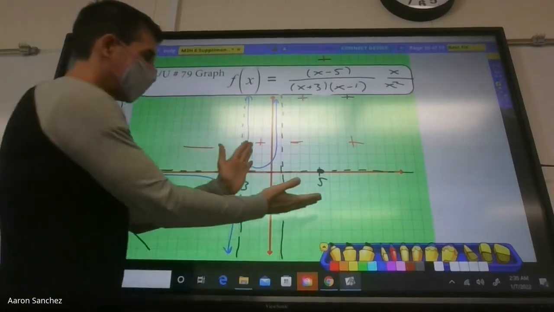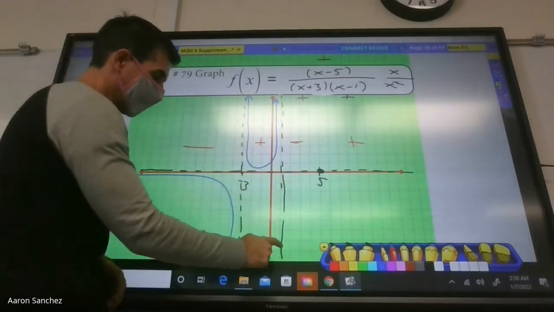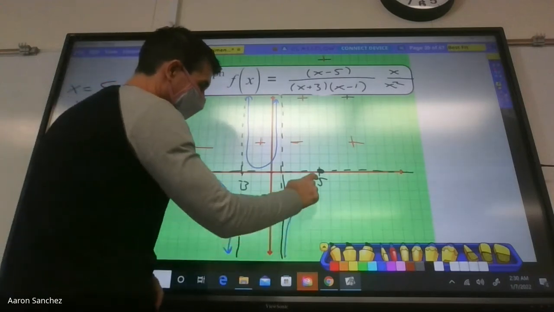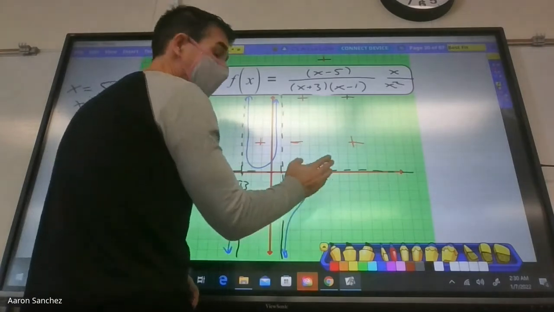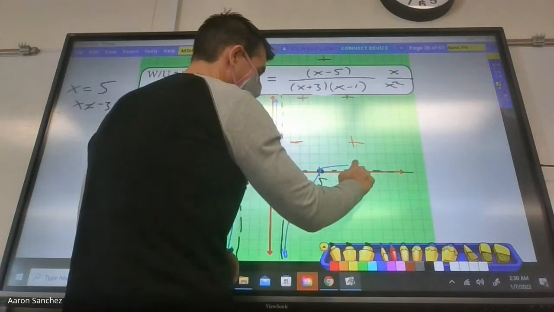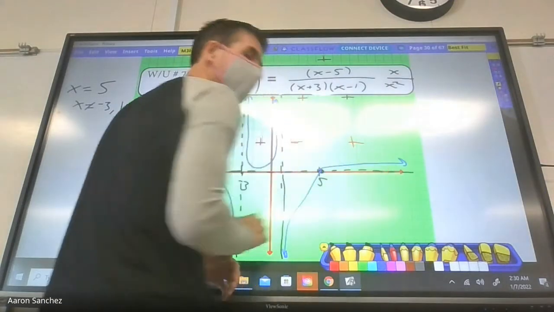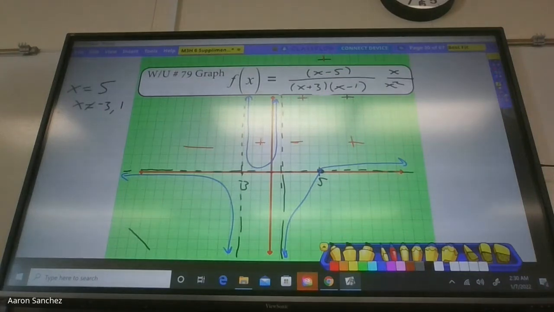Negative, hug, but I have to hit that 0. Even though there's an asymptote there, you still have to hit the 0. Hug, hit the 0. And then positive, hug the asymptote. That might have been confusing there, but just hug it. It should look like that. We cool? Did it help? Okay.